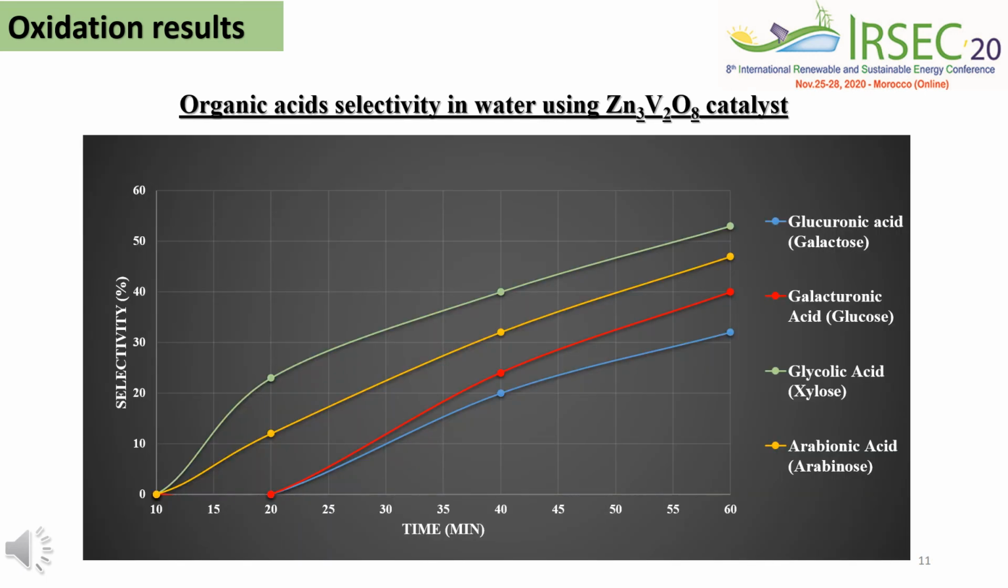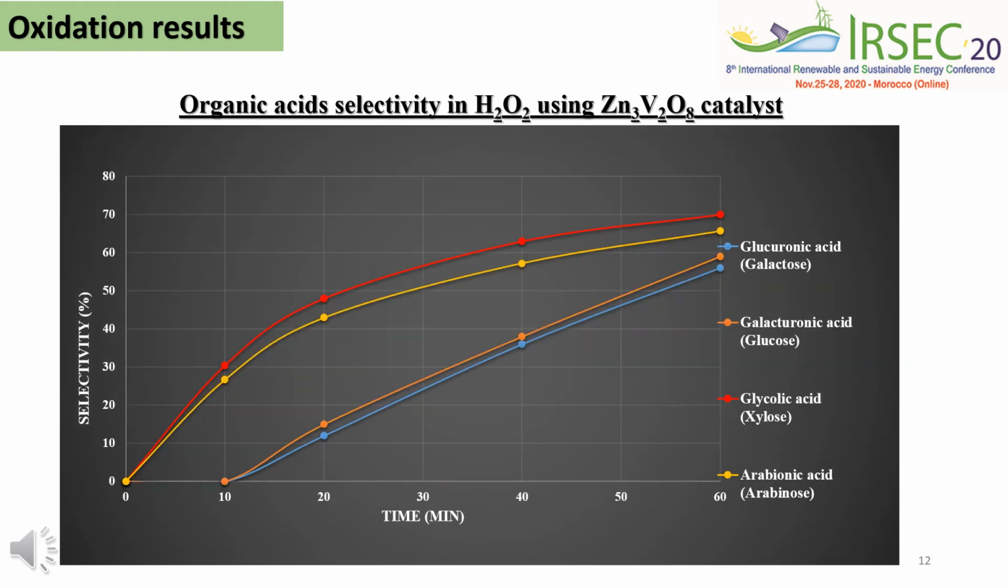The oxidation of carbohydrate with the mixed zinc vanadium oxide catalyst was selective to very important organic acids. Glucuronic acid for galactose, galacturonic acid for glucose, glycolic acid for xylose, and arabinoic acid for arabinose. Also, we can see that the use of hydrogen peroxide also improves the selectivity of organic acid, which reached more than 50% for the 4 carbohydrates used.